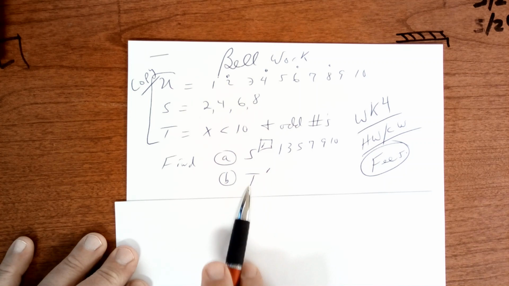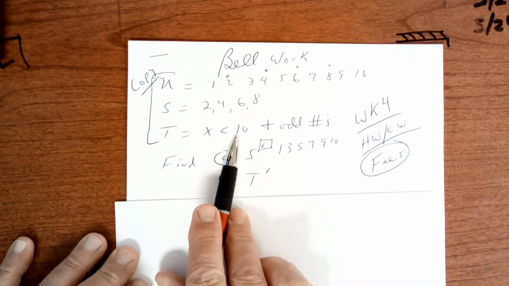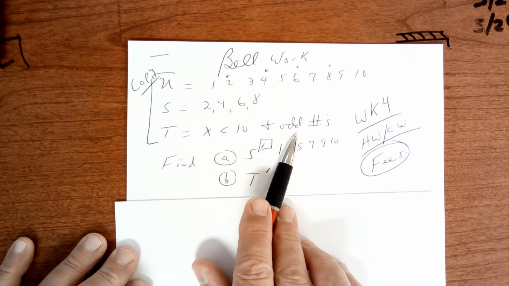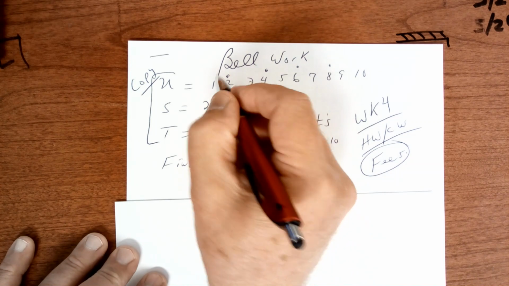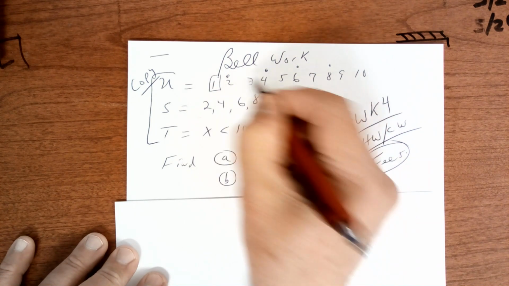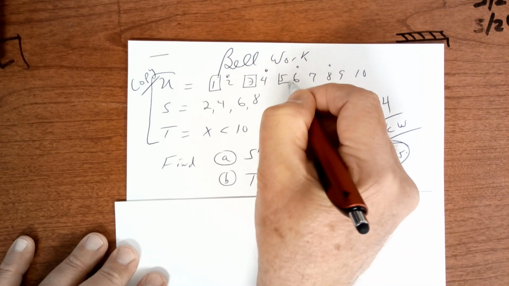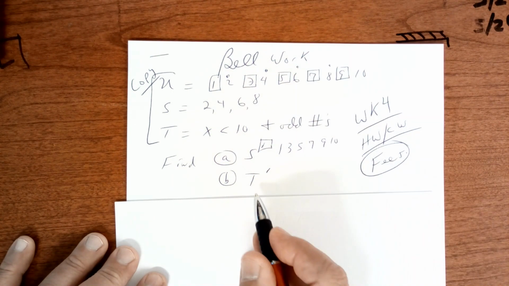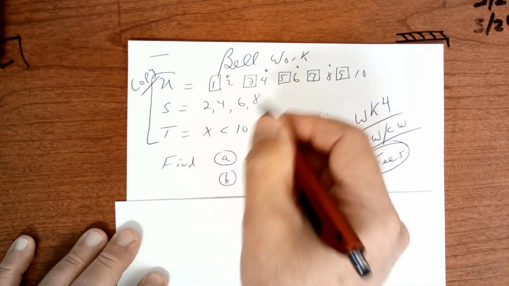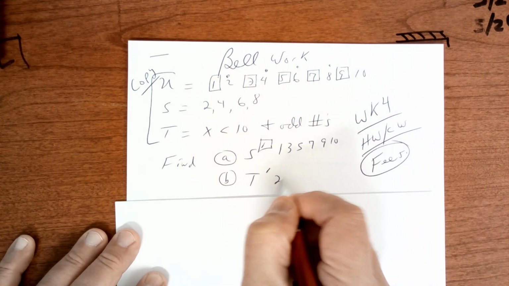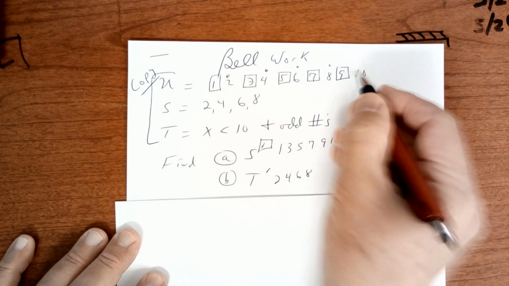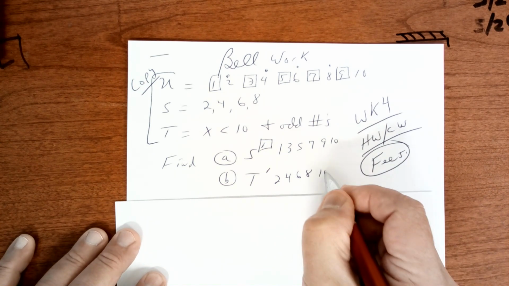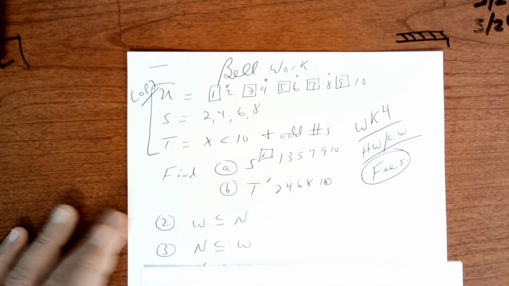The complement of T, it's numbers less than 10 but odd numbers. So it'd be this one, this one, this one, all the odd numbers less than 10. So your answer, complement, would be everything else. So it'd be 2, 4, 6, 8, and 10. And that's how you do it. All right? Copy this down if you don't have it already.